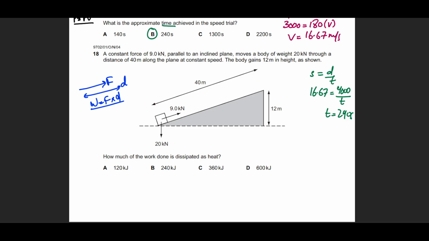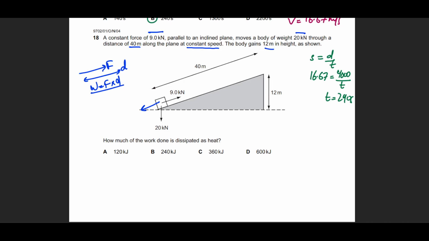So he says that there is a constant force of 9,000 newtons parallel to the inclined plane. The body has a weight of 20,000 newtons. It moves 40 meters along the plane at a constant speed, which means that the forward force and the backward force will be equal. The body gains a height of 12 meters as shown. How much work has been done, dissipated as heat?